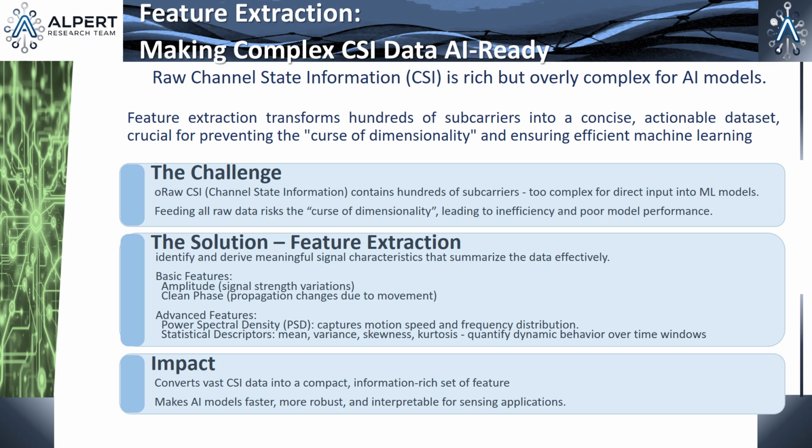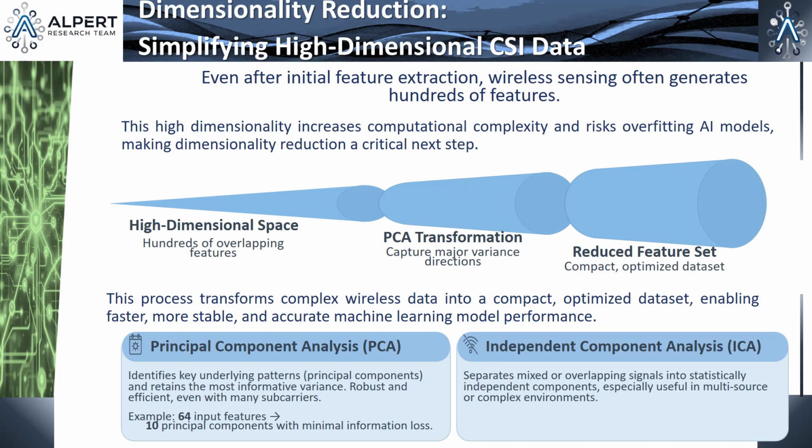Like what? The most basic are the amplitude and the clean phase values themselves. But we often derive more sophisticated features, like the power spectral density, PSD, which shows the signal's power distribution across different frequencies, great for capturing motion speeds, or various statistical features calculated over time windows: mean, variance, skewness, etc. But that could still be a lot of features. How do you boil it down?